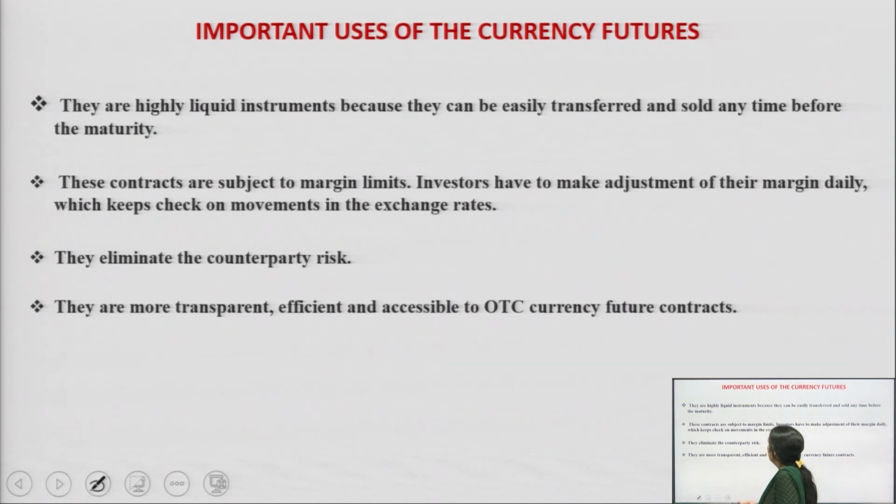Now the next one is that they are highly liquid instruments because they can be easily transferred and sold any time before maturity. As we know, currency future contracts are settled on the last working day of the month. In the case of a simple future contract, they are settled on the last Thursday of every month, but in the case of currency future contracts, they are settled on the last working day of the month.